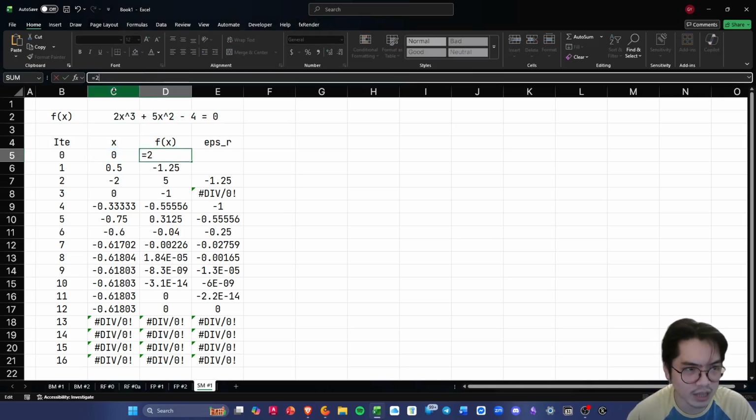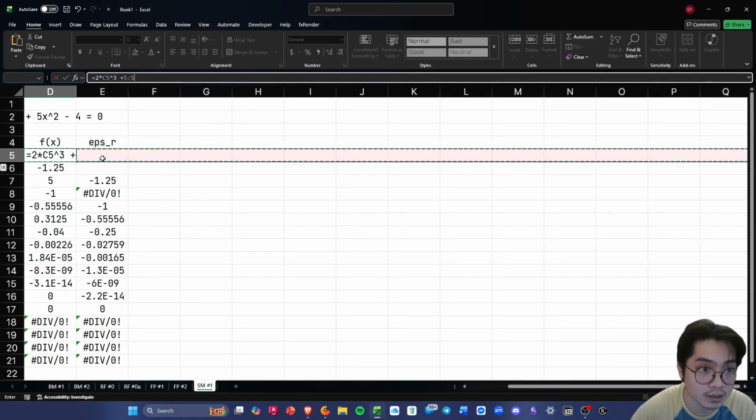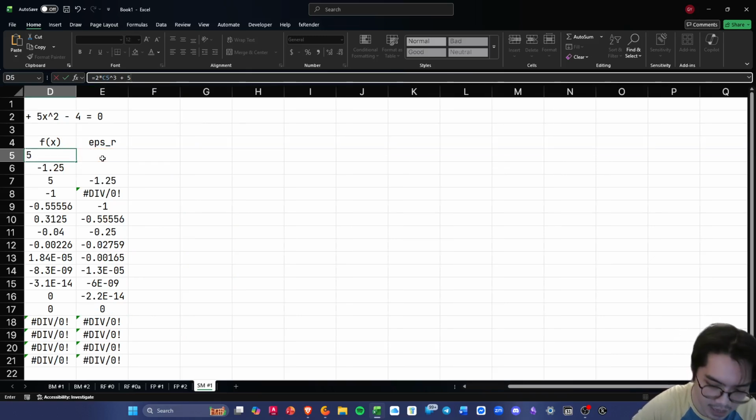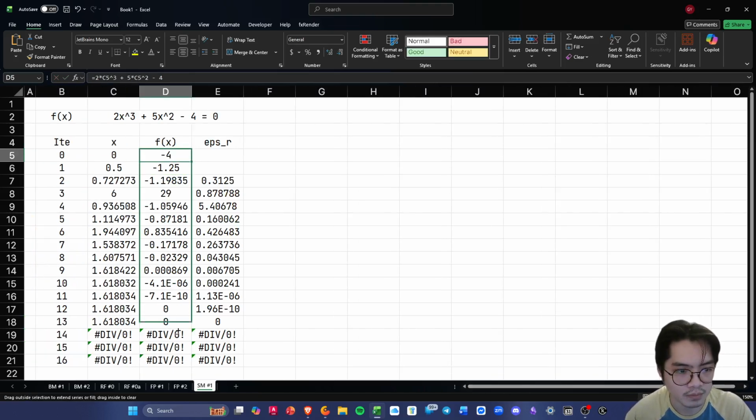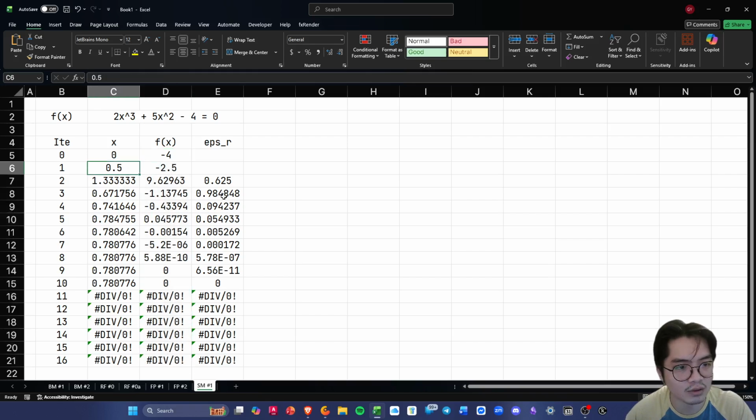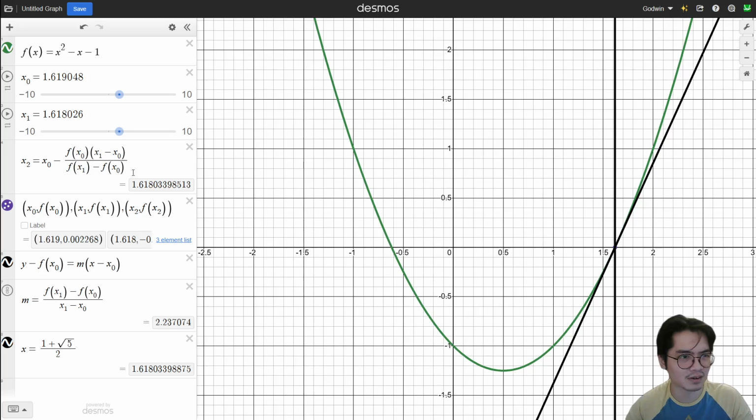And here, 2 times this cubed plus 5 times 5 squared minus 4. Okay, and let's drag this down. Let's see how long it'll take us to get to our answer. Okay, there you go. I didn't even have to change my iteration one in here, 0.5, but apparently there you go. Our answer is going to be 0.780776.